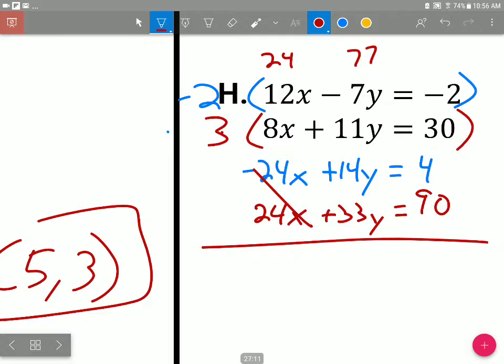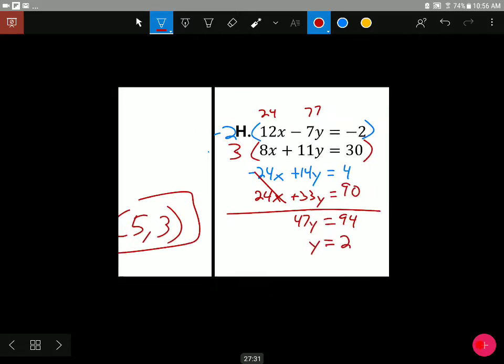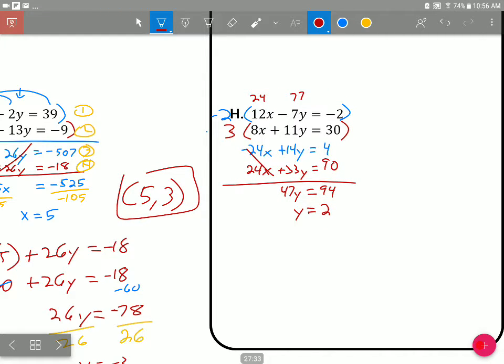All right, so add them up. How many y's do you have? 33 and 14 add up to 47. And 90 plus 4 is? And I am 99% sure that that's 94. Yep, 45 is 90, so 47 is 94. Good. All right, plug it in.